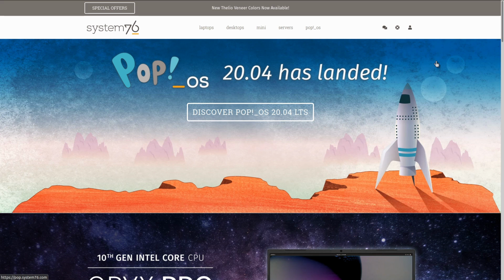I'm going to go ahead and try building the most expensive Linux PC that I can here on the System76.com website, just for some fun and to see what kind of powerful Linux PC we can get.